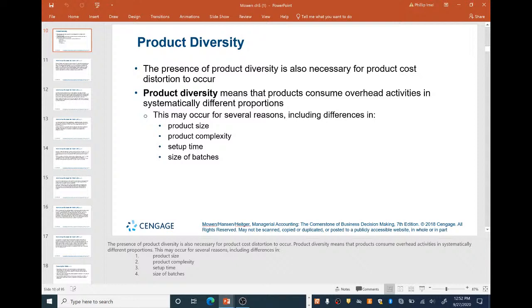Product size. Obviously the size of a product could have an effect on how that product is produced. The product complexity could have a direct correlation with the setup time, or same with the product size. So you can see how they could be interrelated. But these are going to be the main differences we would expect to see within product diversity. Setup time, and size of batches. So we could see how that would make sense.